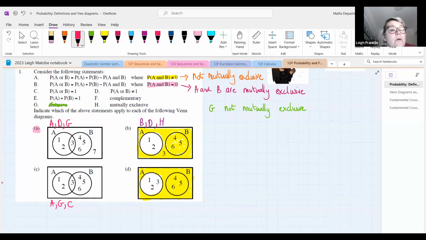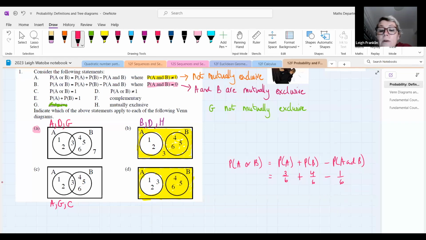Because to calculate the probability of A or B, we'd say the probability of A plus the probability of B minus the probability of A and B. So the probability of A occurring is 3 and 6. The probability of B occurring is 4 and 6 minus 1 and 6. Okay, so that would give us 6 out of 6, which would give us 1. So we could say C here as well.